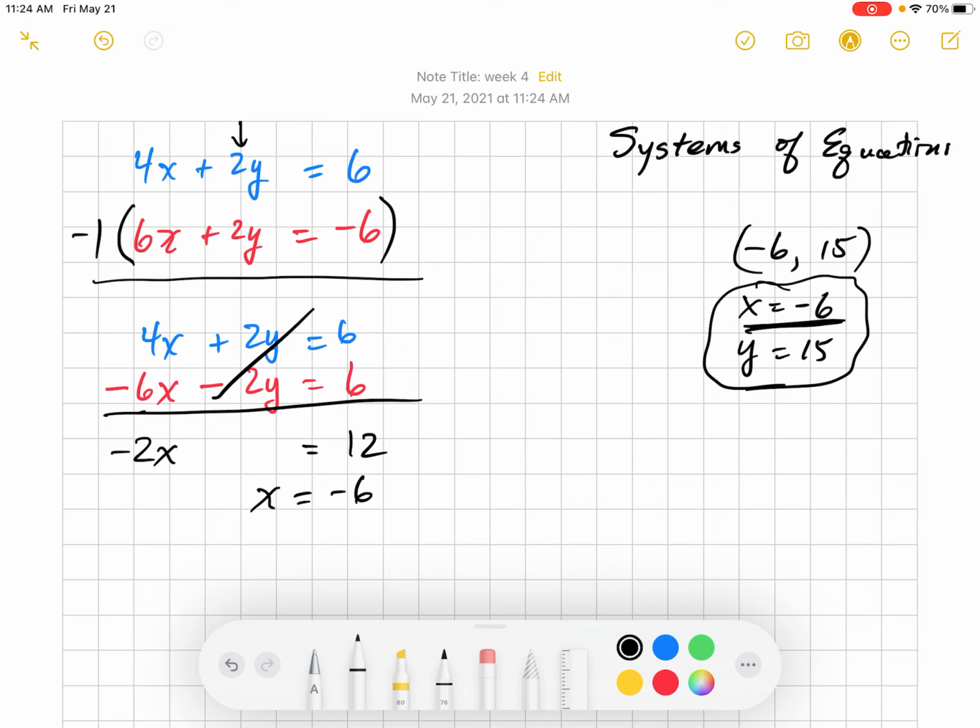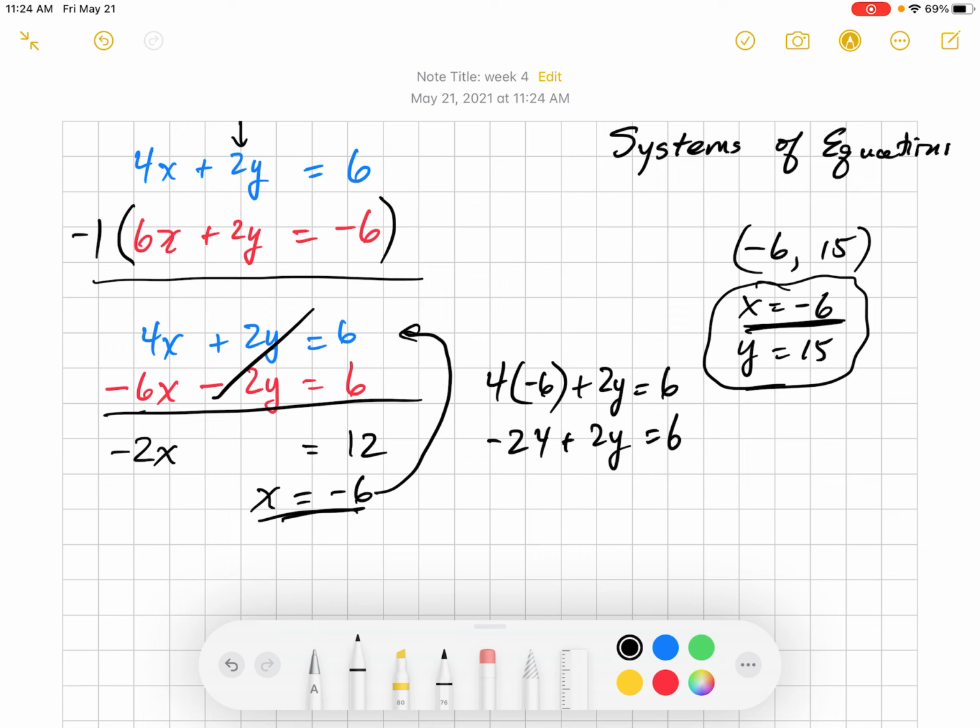Now, how do we find y? Well, we take our x equals negative 6, and we plug it back into one of the original equations. So let's do that. 4 times negative 6 plus 2y equals 6. Well, that's negative 24 plus 2y equals 6. 2y then equals, add 24 to both sides, and you get 30. y equals 15. It checks out. Our algebraic solution matches our solution that we did by graphing.